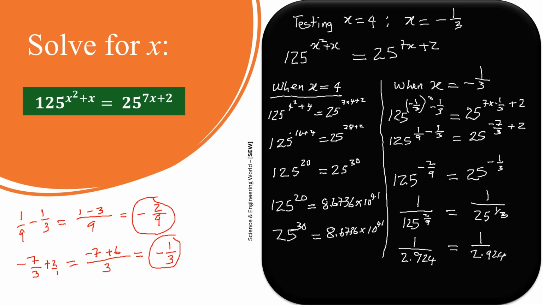So we can now see that x equals minus 1 over 3 satisfies the equation. At the same time, x equals 4 also satisfies the equation. So x equals 4 or minus 1/3. I believe you have gained one or two things in solving equations involving indices, especially the quadratic equation, finding the factorization of a quadratic equation.